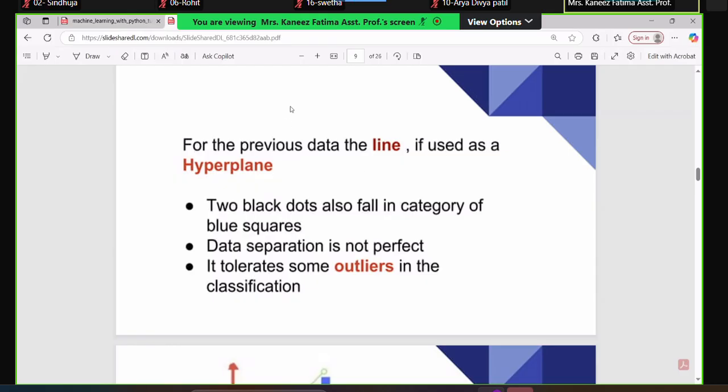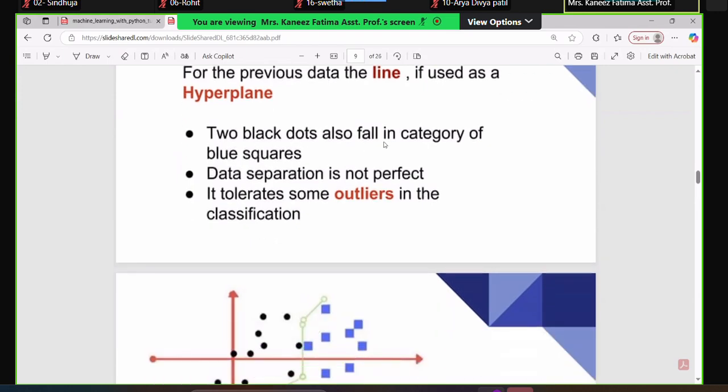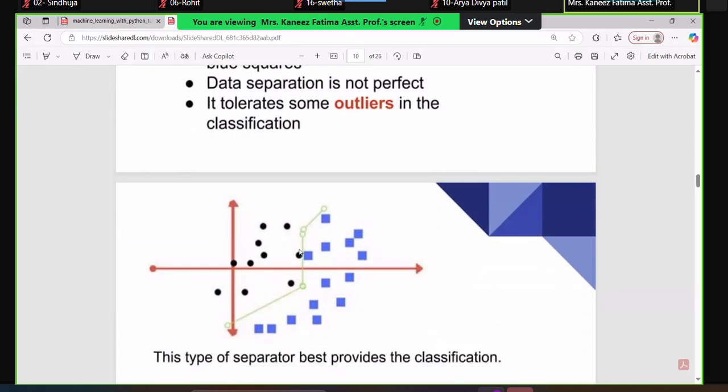From the above figure, if you use a hyperplane, two black dots also fall in the category of blue squares, as we discussed just now. Data separation is not perfect, because in one category black dots and blue squares are available at one place. It tolerates some outliers in the classification, where we see that the blue squares are being mixed with two black dots.